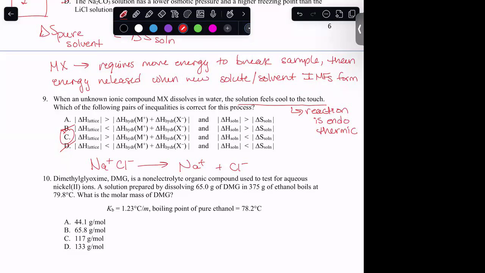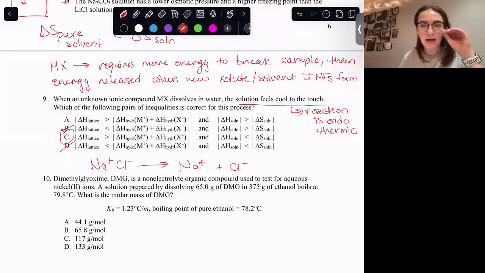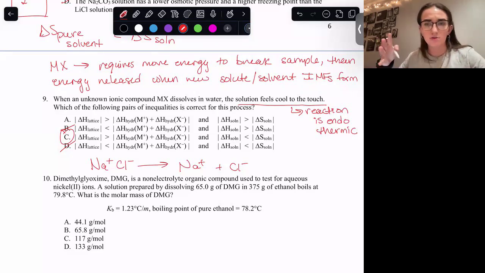For exothermic, would it be the opposite? Like hydration requires more energy than lattice, and then delta H has to be greater than delta S. So your delta S will always be greater than your delta H. I think Dr. Altimos put a really good explanation in the group chat last night about it, and I think your slides also tell you that as well. For an exothermic reaction, the solution will always form, but I think delta S is always greater.